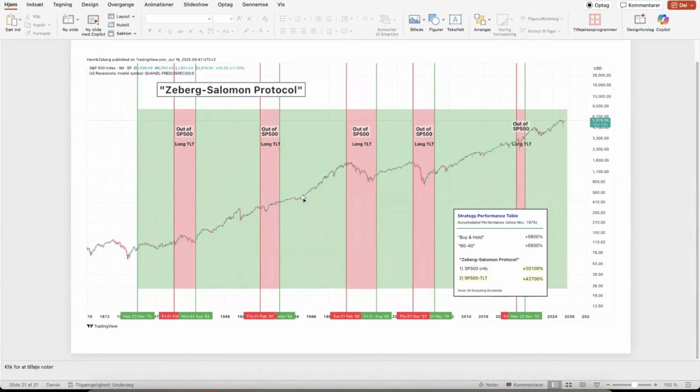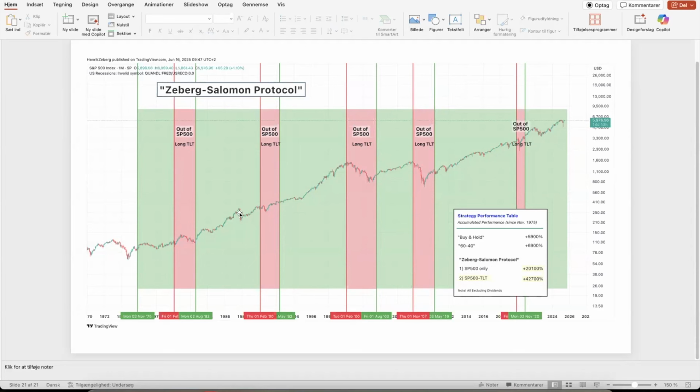So that is why, when you say it's getting us out too late or too early, this is the returns you would have seen if you follow macro here. That is the SPX TLT setup. If you get out of equities at the point where the model tells us to, and into long-duration bonds, you will actually have gained 42,000% since November of 75.